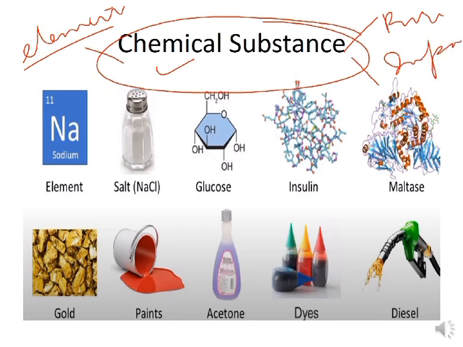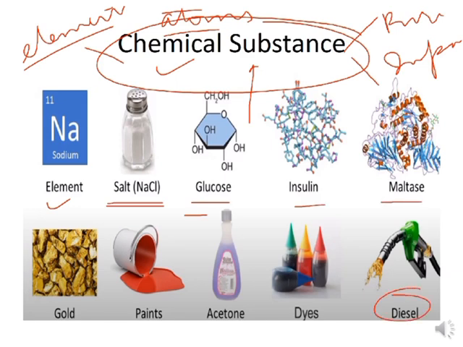Okay, so basically the chemical substances consist of atoms. They contain atoms, which combine together in different compositions, and then they make different kinds of compounds. They make elements, then make compounds: glucose, insulin, maltase, diesel, dyes, acetone, paints, and gold.